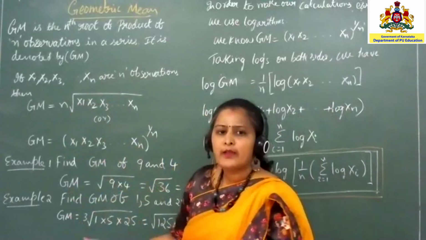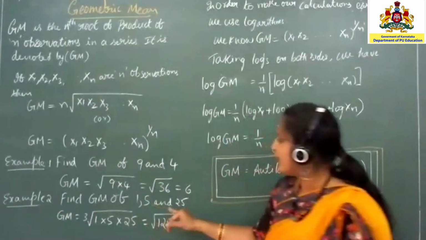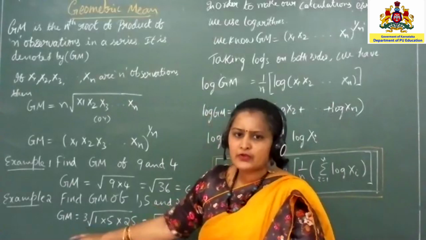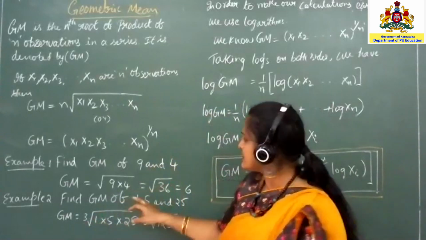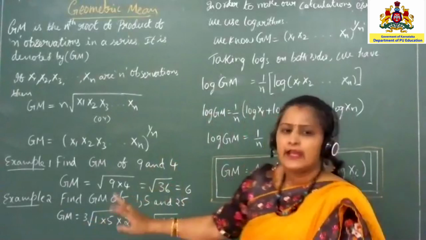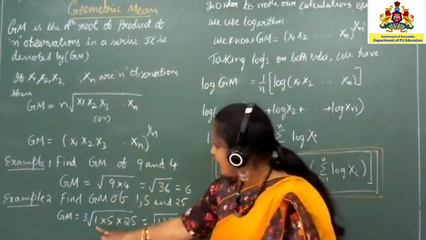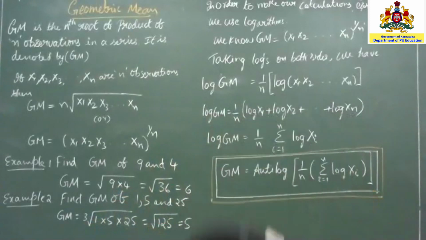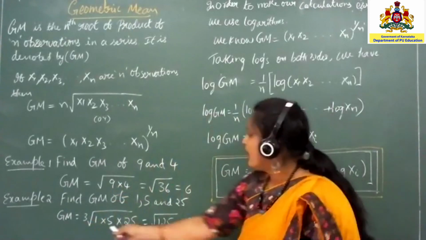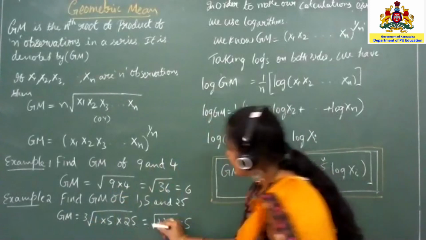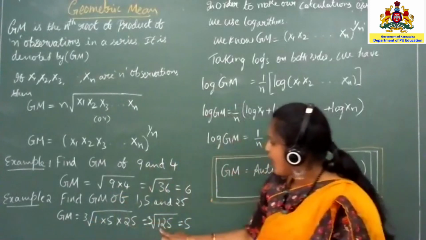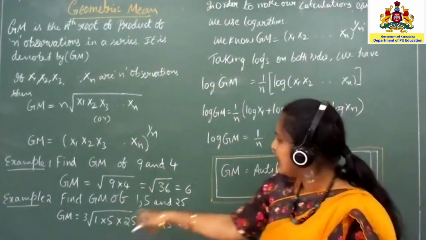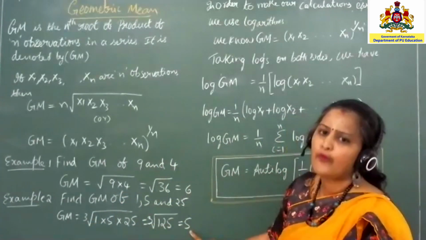Next, example number 2. Find the geometric mean of 1, 5 and 25. Because you have three numbers, the geometric mean is equal to the cube root of 1 into 5 into 25, which is equal to the cube root of 125, which is equal to 5. So the geometric mean for these three numbers is 5.